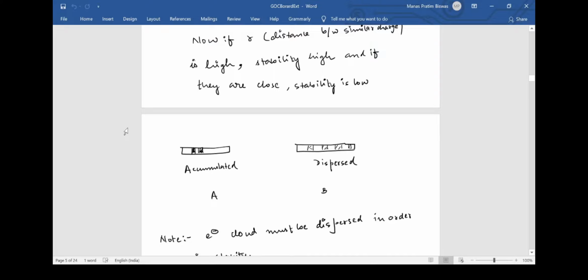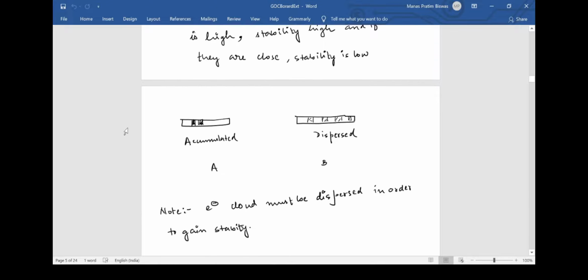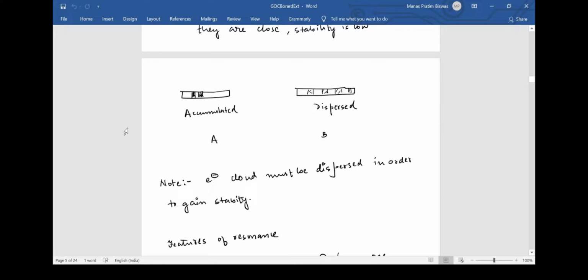I have tried to make you understand this same thing via a diagram. In diagram A, there is a channel you might consider, and I have shaded this portion to represent electrons. These electrons are accumulated here. I'm assuming there are some x number of electrons, and the same number of electrons are also present in this channel, but this time the x electrons are distributed along the length of the channel.